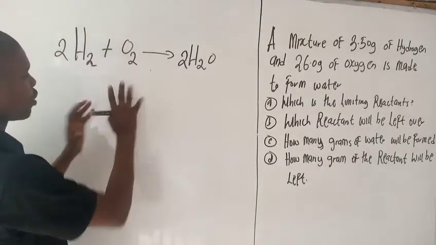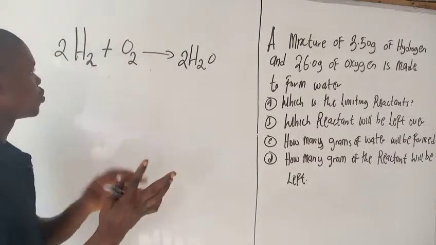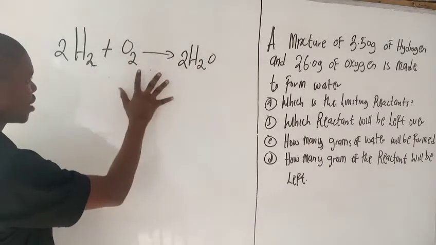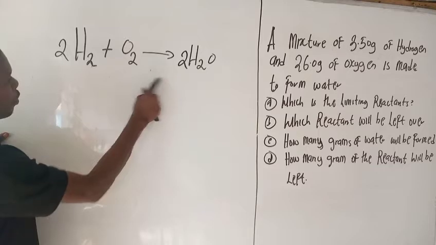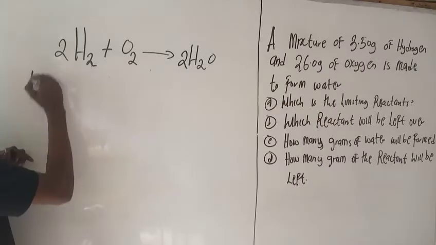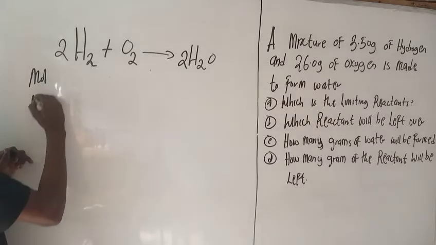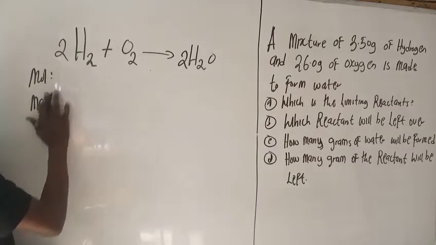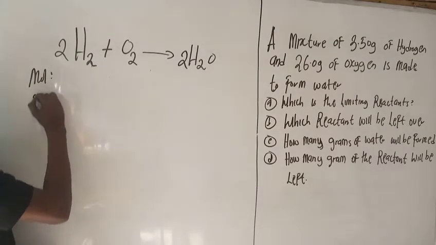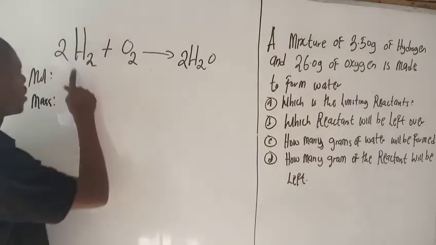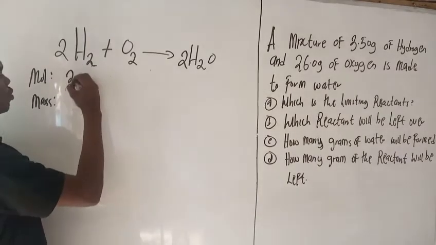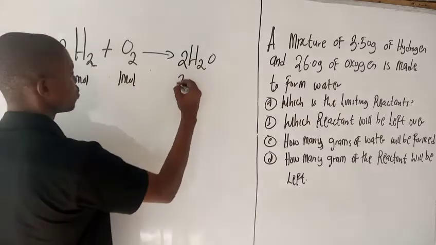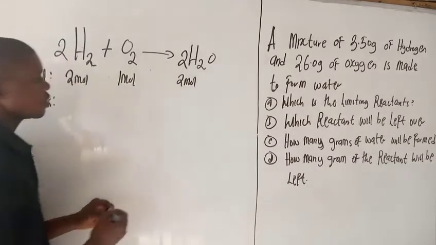In order to solve this, you want to write the balanced mole and balanced mass for this reaction. If you look at it, here we have mole, here we have mass. How many moles do we have here? Here we have 2 mole. How many moles here? 1 mole. Here we have 2 mole.